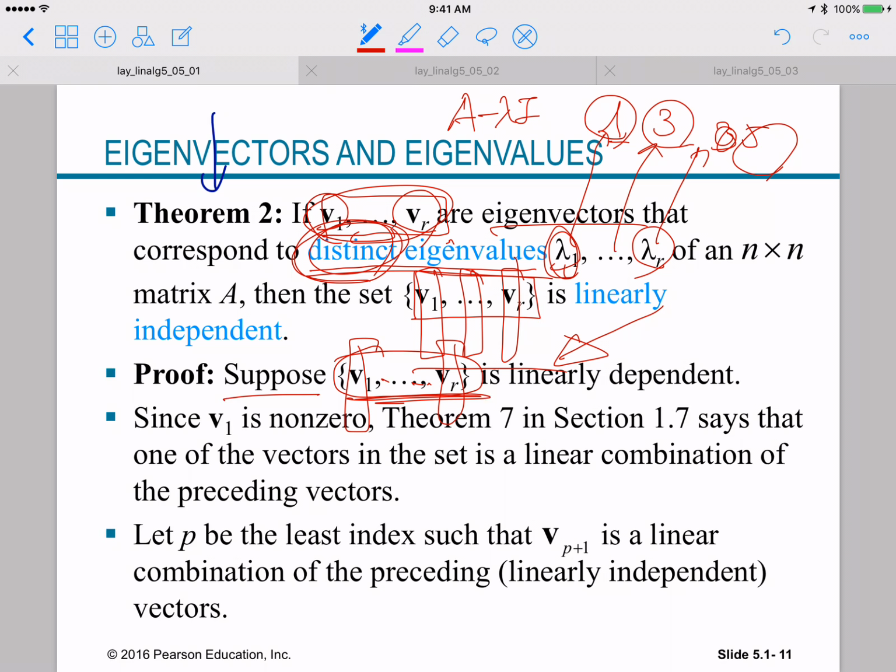So if they are linearly dependent, then at some point we should be able to find a linear combination representation of some vector using the previous vectors. Let's denote that point as p. So p plus 1, where p was 3, for example, at v4, is represented as a linear combination of v1, v2, and v3. Okay, let's suppose that, because they are linearly dependent.